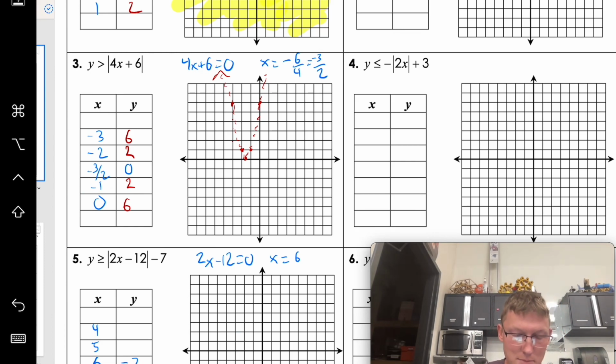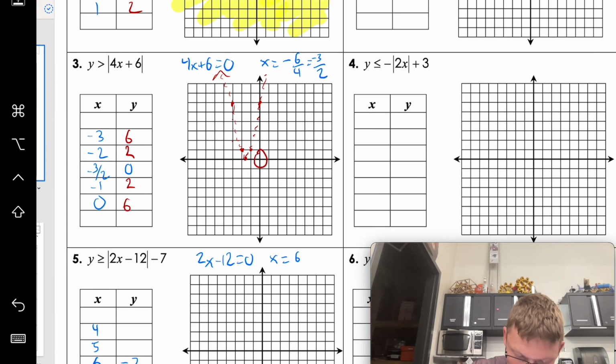Okay, so I told you I was going to give you kind of a surefire way to test to see if you should shade up or down. So what you do is you pick any random point that you want, plug it into the equation, and see if it's a true or false statement. So I always pick a convenient number, which normally is the origin, because zeros are a little bit easier to do math with.